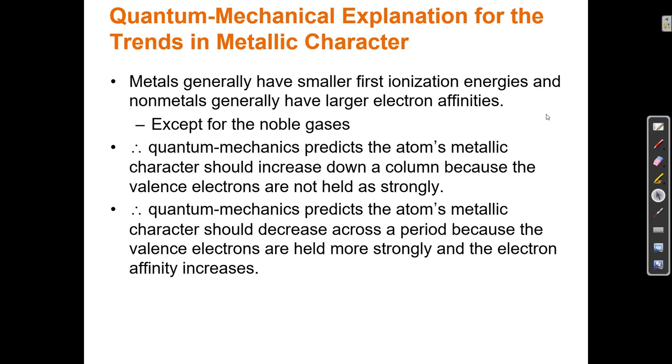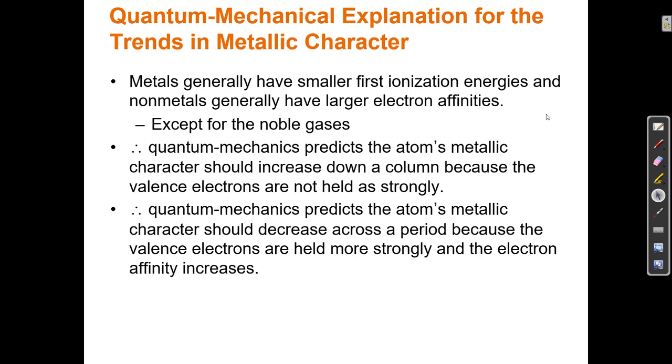So metals generally have smaller first ionization energies, and nonmetals generally have larger electron affinities. Those are some things we can say, and that's generally what causes a metal to be a metal, that it doesn't hold on to its electrons very tightly. And what causes a nonmetal to be a nonmetal is that it does hold on to electrons very tightly. So those opposite behaviors lead to the opposite properties of metals and nonmetals.